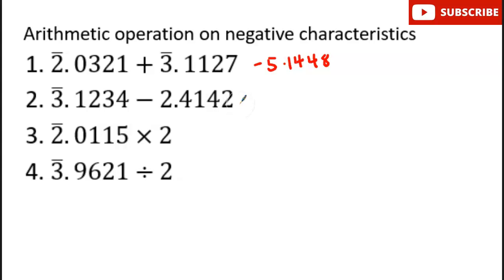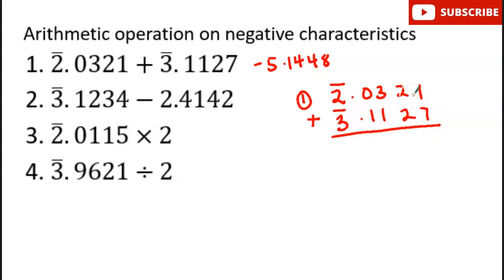So let's use the normal addition and see if you get a different one. So 2 bar point 0321 plus 3 bar point 1127. Let's add them. 1 plus 7 is 8. 2 plus 2 is 4. 3 plus 1 is also 4. 0 plus 1 is 1. And then 2 bar plus 3 bar.